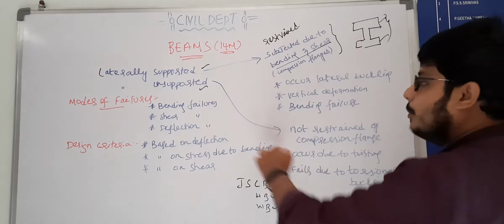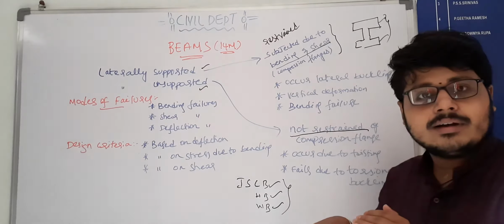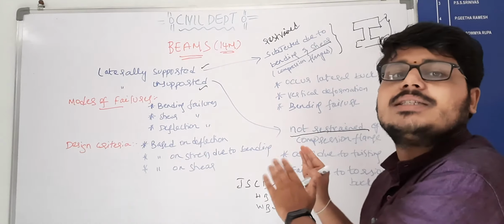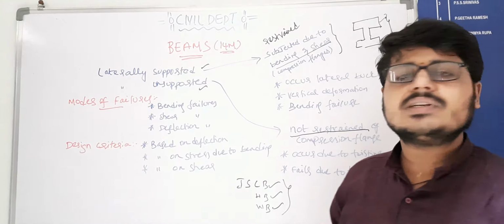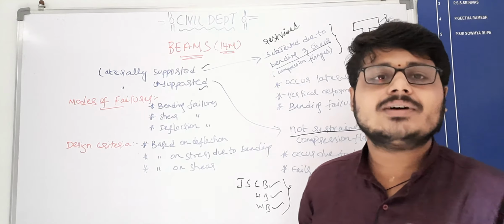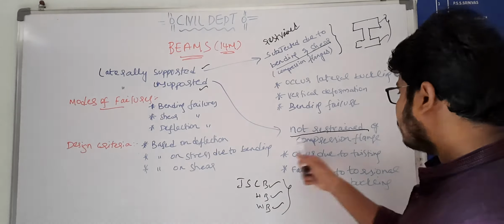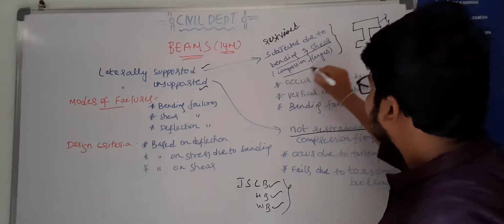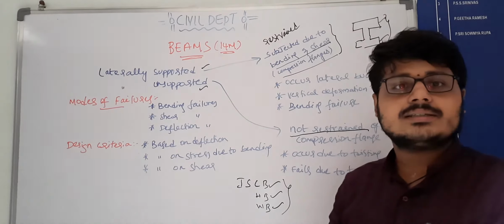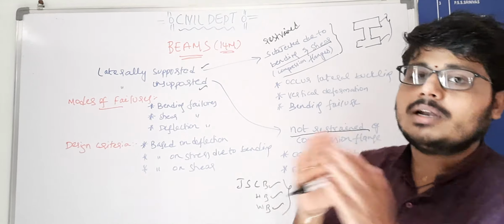Here unsupported means not restrained, that is the opposite of laterally supported; not restrained means not free. Example, one end is fixed and the other is free, like a cantilever. So unsupported means not restrained compression flange, supported means restrained compression flanges. But the occurrence will be different for laterally supported and unsupported.